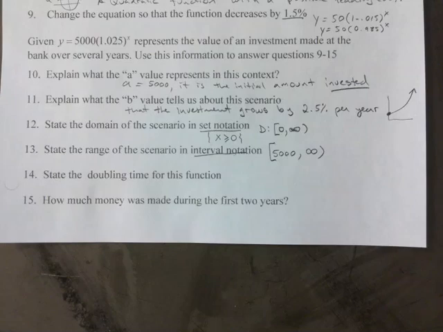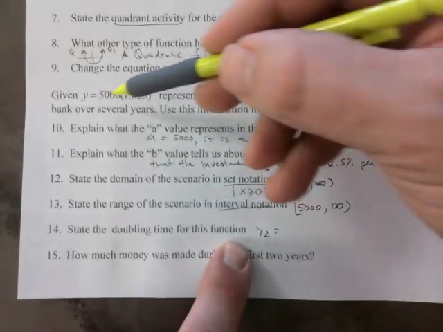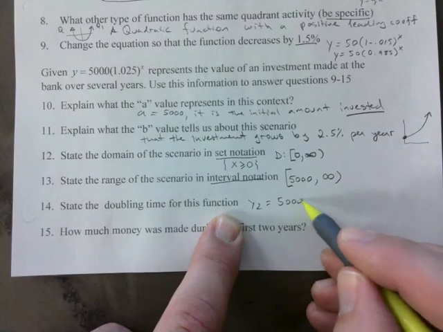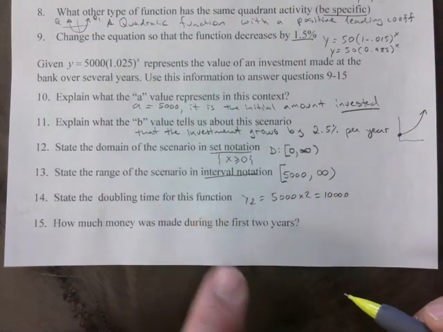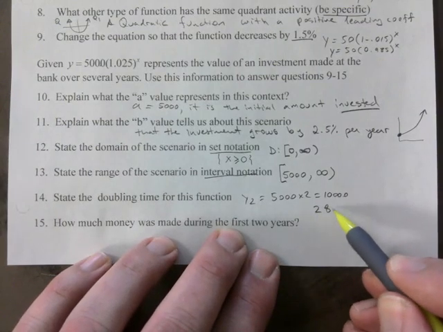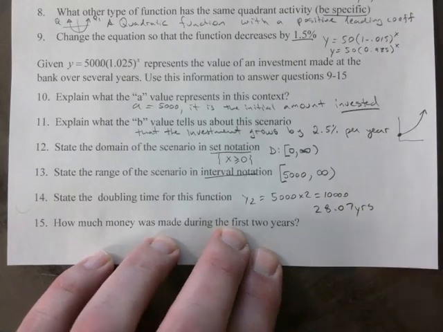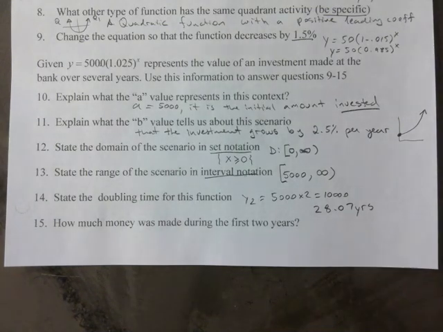Okay, state the doubling time of this function. So doubling time, y2 is equal to double what you started with. In this case, we double that, so that'd be 10,000. So when will you have 10,000? 28.07 years. I go second trace 5, of course. And I need you to understand. Are we good with this? You might have to adjust your window to make the line cross like that exponential.